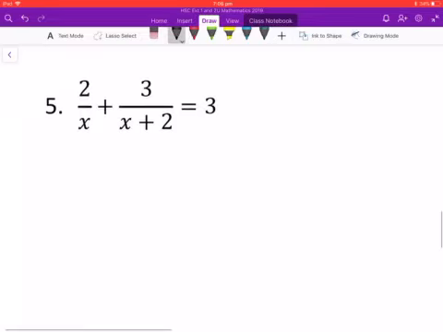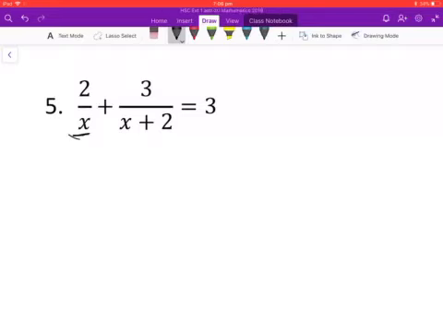Here we have something different again, with x and x plus 2 in the denominator. But you could say it's different again, but actually we just treat it exactly the same way. So I'm going to make the denominator the same. So what's the common denominator? It's going to be x bracket x plus 2.